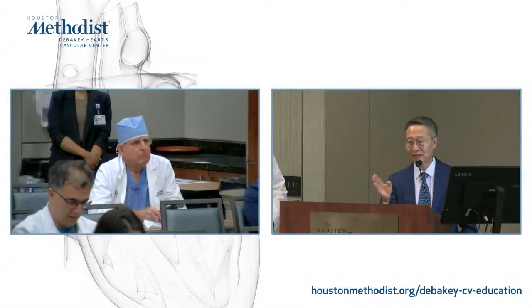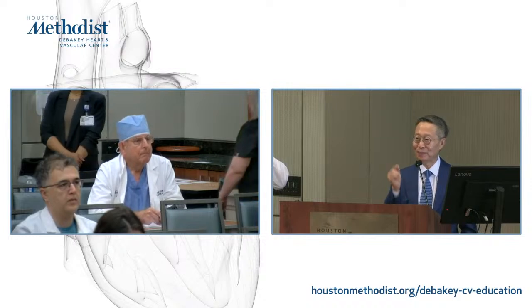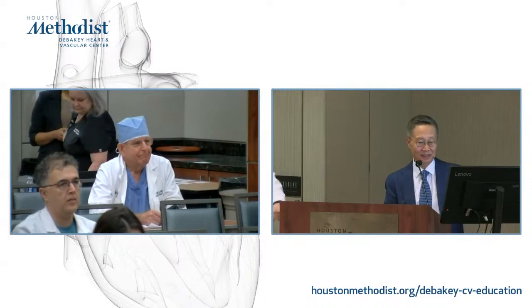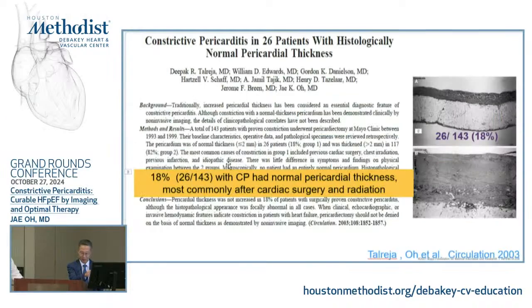But you're exactly right. I think there's a lot of reluctance when the pericardium is normal. The traditional feature of constriction is a thick pericardial layer. But this is data we show that in the pathology, in patients who had constriction hemodynamically, 18% of them had a normal pericardial thickness. So, thank you very much.